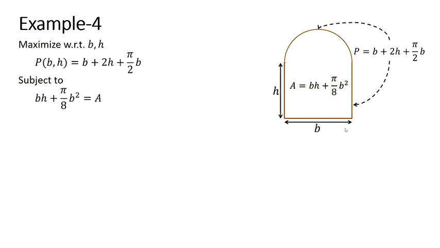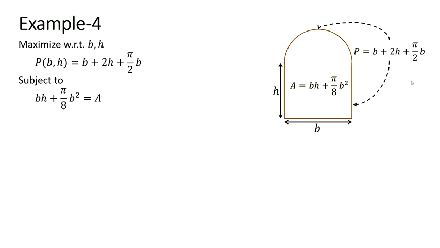So this area is BH. The radius of this circle is b over 2, and so half of the area of the circle will be pi over 8 b squared. And the perimeter will be pi over 2 b for the half circle, plus h plus b plus h, so b plus 2h. So this is the perimeter that the baker wants to maximize, subject to this constraint. So this is a very simple example of a practical problem with equality constraints.